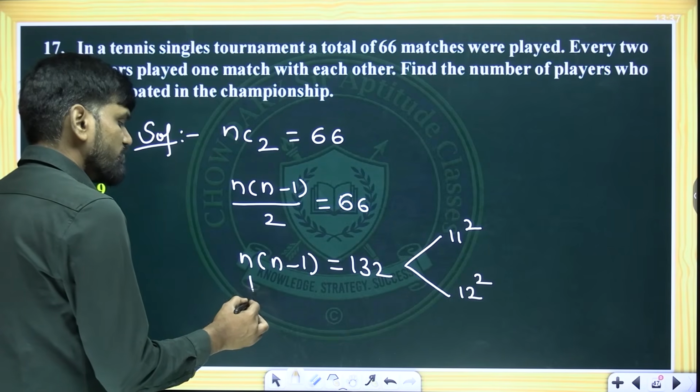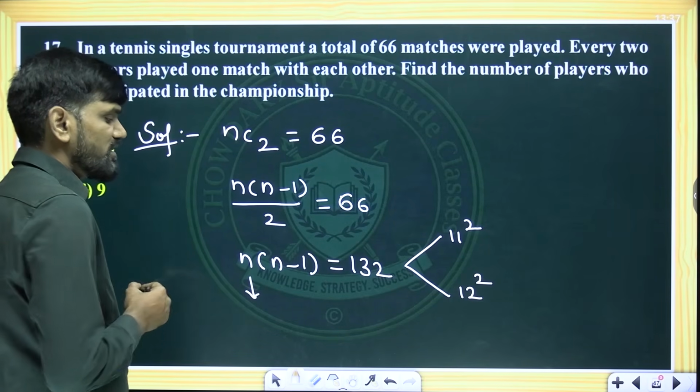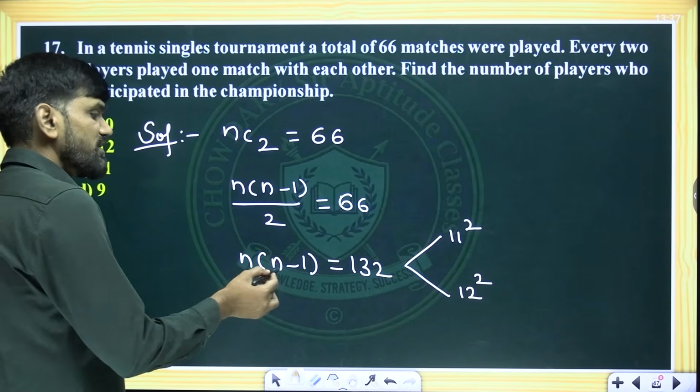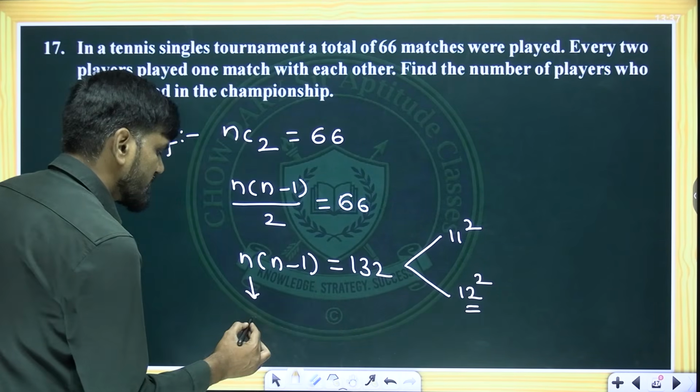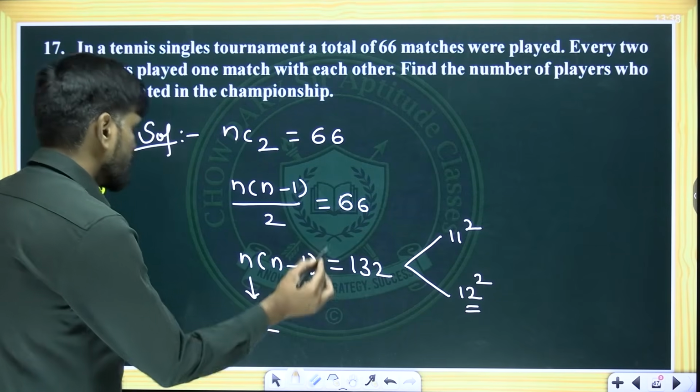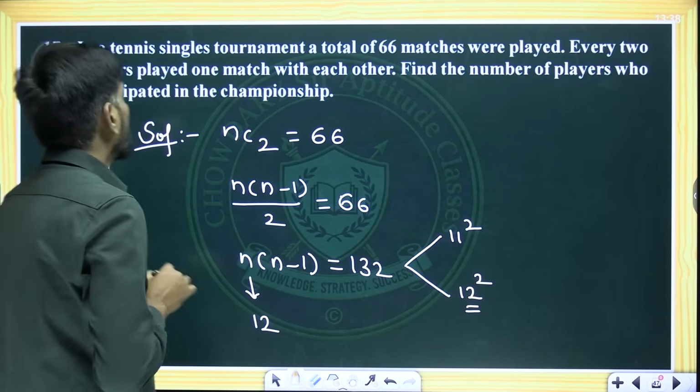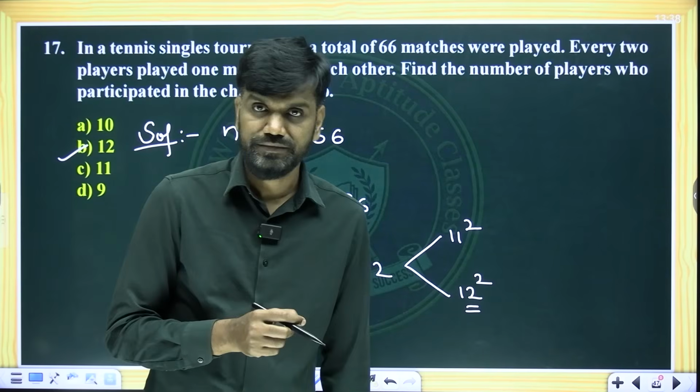Hence, as they are asking you for n over here, n is representing a large or small number? Here n is representing the larger number. Hence your answer has to be what? 12. Hence I can say that n should be 12. Hence it should be option B.